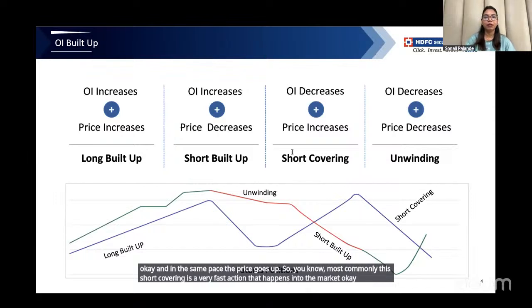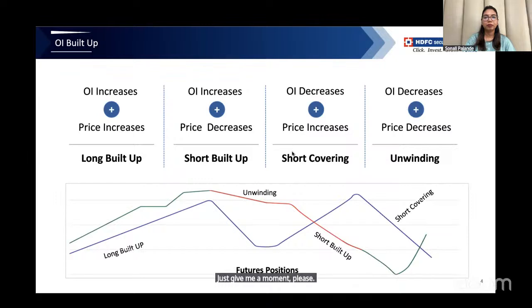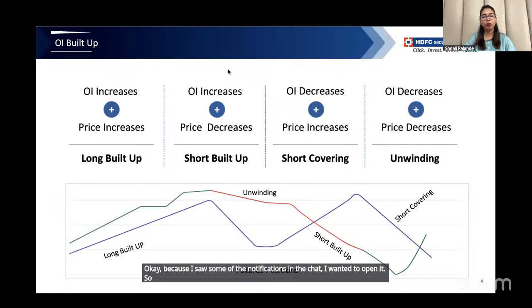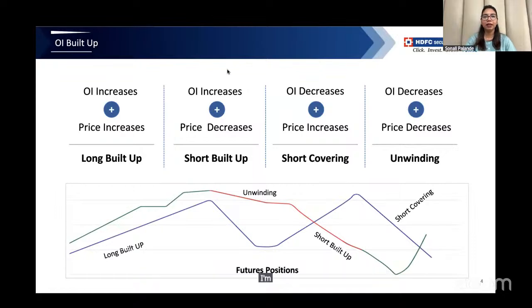Just give me a moment, please. Okay, because I saw some of the notifications in the chat, I wanted to open it. So definitely, I'm going to just teach the concept once. I'm also going to give you the example as well. So just give me a moment before I finish this.